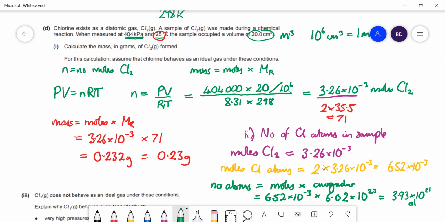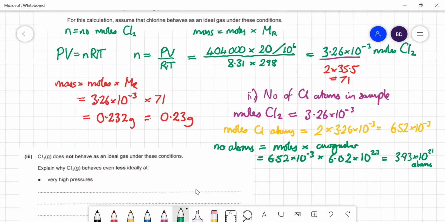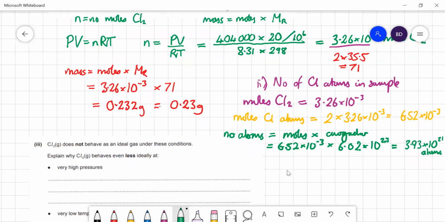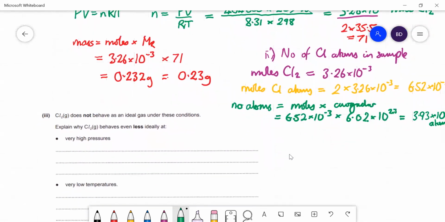Okay, so that is using the Avogadro constant, and you've got to be careful with that one because we're talking about moles of diatomic chlorine, and then we're talking about moles of chlorine atoms. So that's why you've got to be careful really with that. Okay, part 3: chlorine does not behave as an ideal gas under these conditions. Explain why chlorine behaves even less ideally at very high pressures.